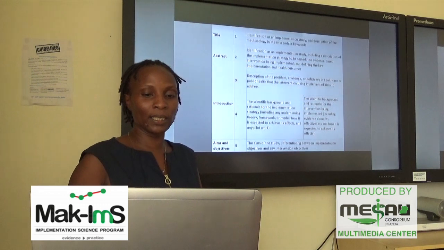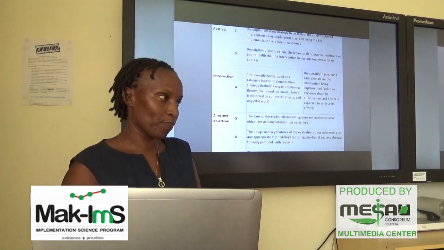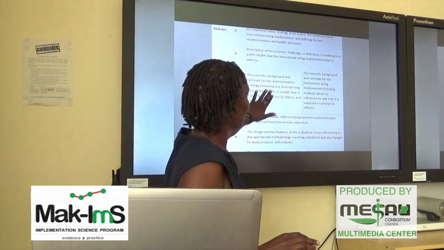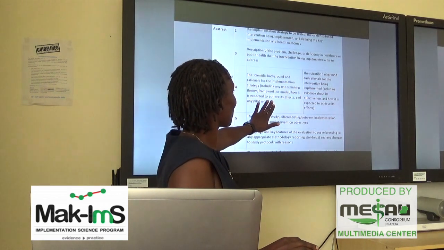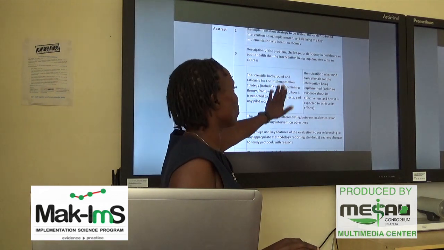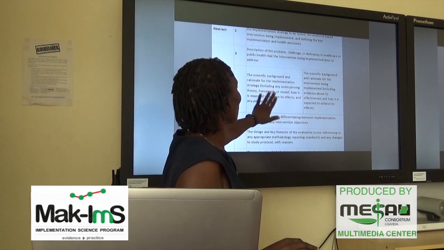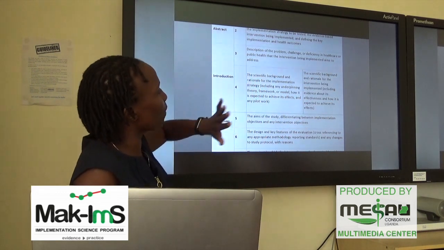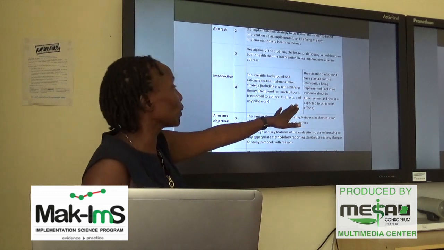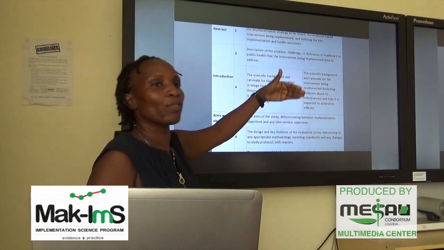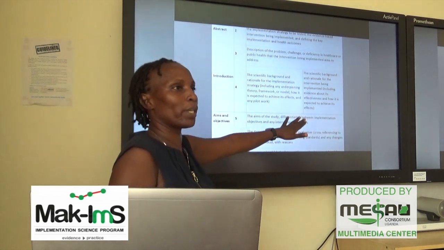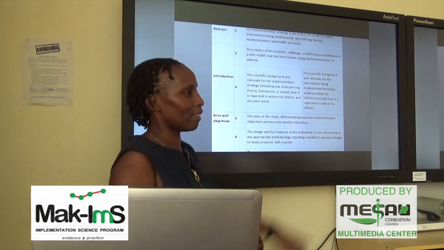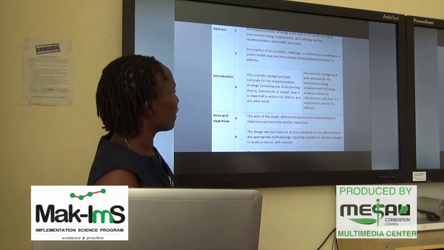The fourth on that list is the introduction. Now, introduction is divided into the two strands. Introduce the implementation strategy, including the theory, the framework, the model. Whatever you used should be defined properly. And then you go ahead and give the scientific background or rationale for the intervention that you chose. How effective is it? How effective did you expect it to be? What is the evidence for that? So here is where you use the two columns, the implementation strategy and then the intervention.